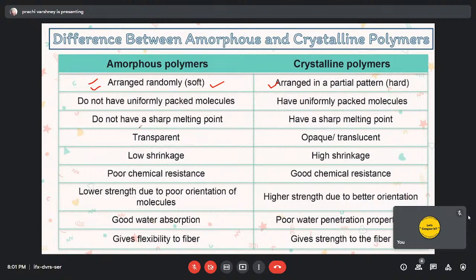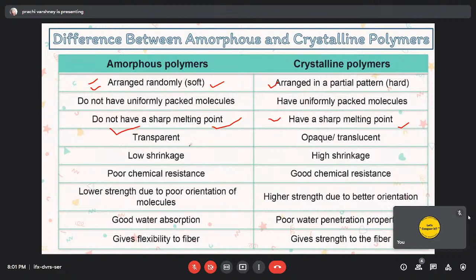Amorphous resin does not have a sharp melting point. So what is the meaning of a sharp melting point? Whenever we apply heat or burning to any kind of fiber, it melts at a certain time. But whenever a fiber has amorphous polymer, it does not have a sharp melting point, meaning it melts very fast. And if a fiber has more crystalline resin, it has a sharp melting point. It will not melt very fast, it will take a certain time, then it will melt. So basically this is the difference.